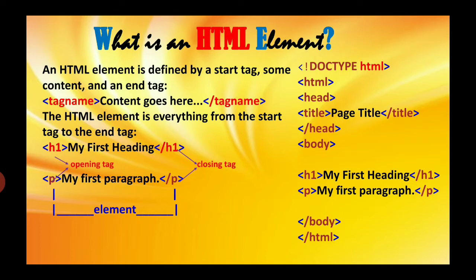So h1 has to have a closing tag, p has to have a closing tag, and then in the end body is closed and HTML is closed. So this is the structure. Okay, so I hope everybody understood the meaning of HTML element. Whatever comes from the start tag to the end tag, that everything is known as an HTML element.